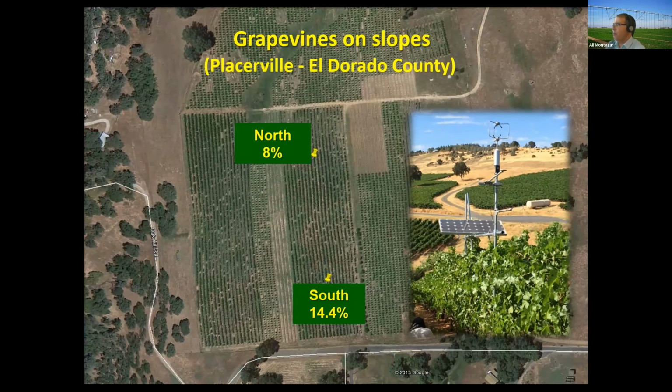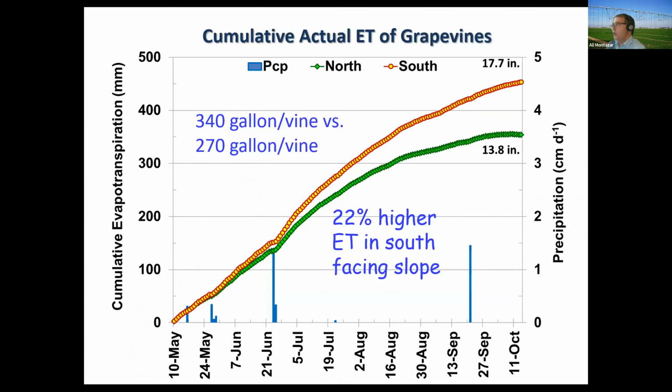So we measured actual crop ET in a north facing slope with 8% slope and a south facing slope with 14.4% slope. The results are very interesting. We observed about 22% higher ET in the south facing slope. In other words, in the south facing slope, each vine used about 340 gallons per season, a 5 month period. In the north facing, each vine used 270 gallons per period. This is very significant. You see, 22% is a huge number.